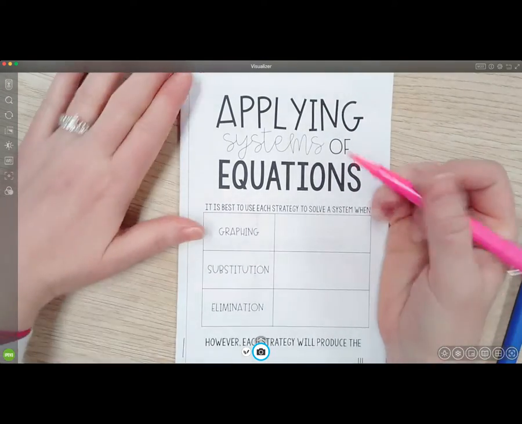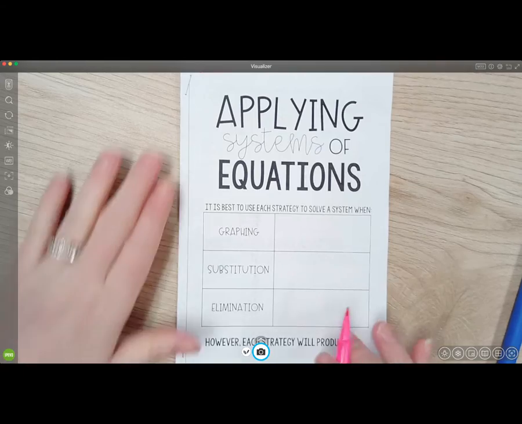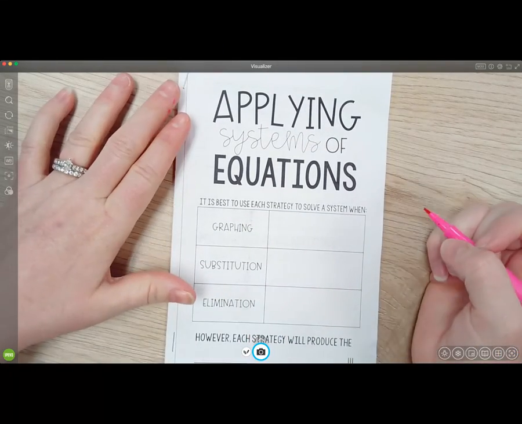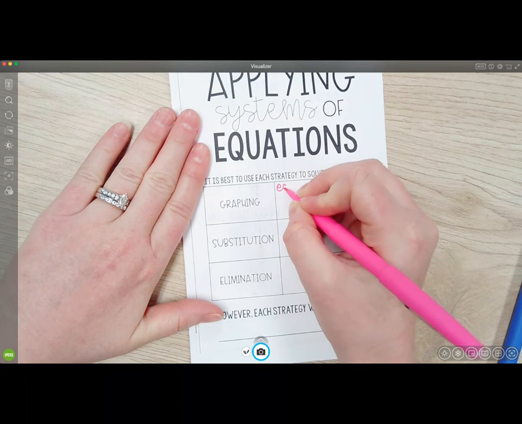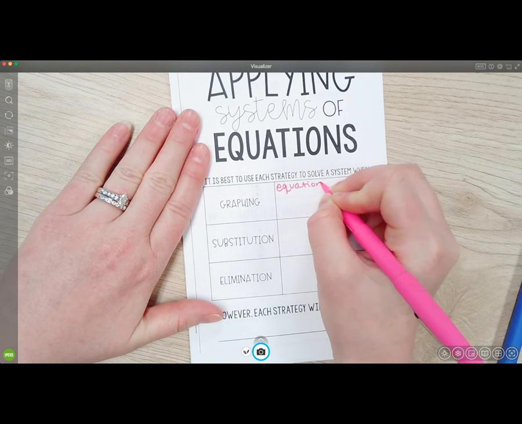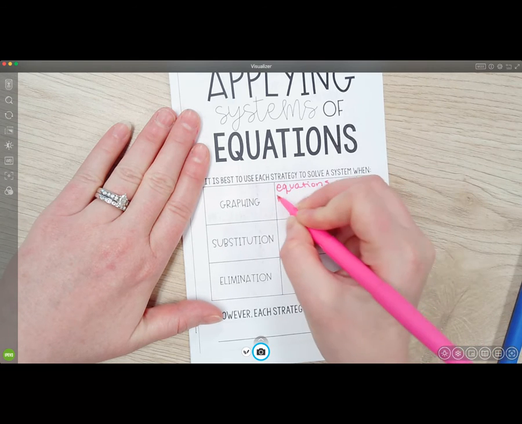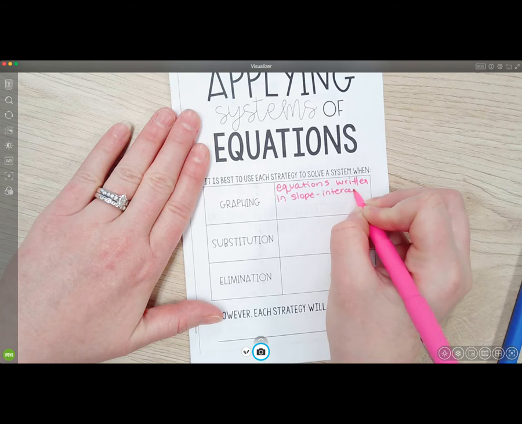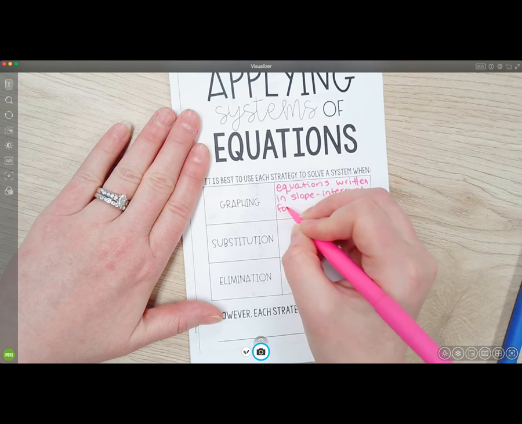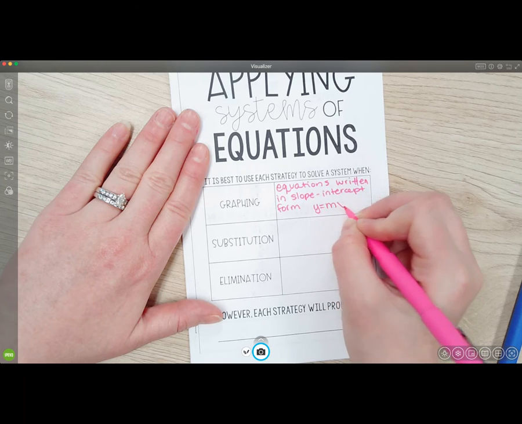All right. Let's look at how to apply systems of equations. We're dealing with word problems. So it is best to use each strategy to solve a system when graphing. You are going to have equations written in slope-intercept form. Slope-intercept is whenever it's from y equals mx plus b.